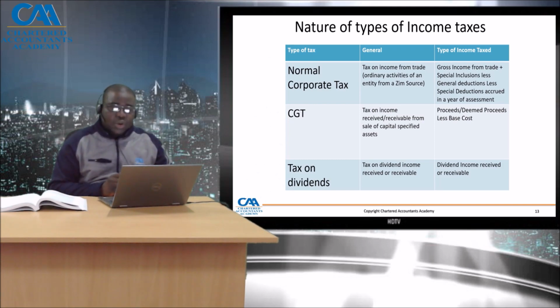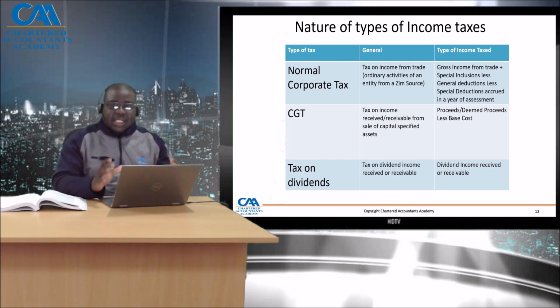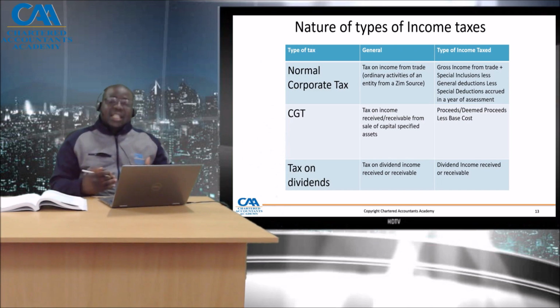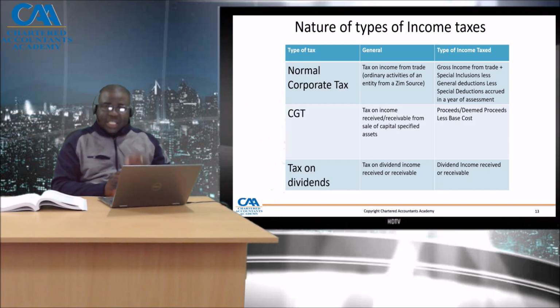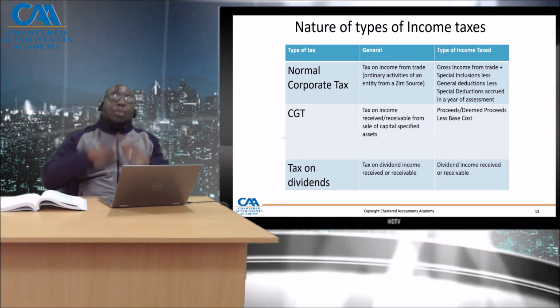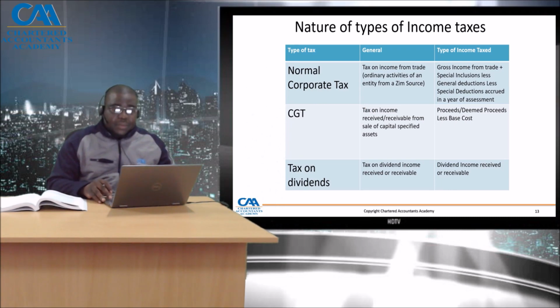Capital gains are taxes on income received or receivable from sale of capital specified assets. And to calculate the taxable income, you take your proceeds or deemed proceeds less the base cost or allowable deductions. Whereas tax on dividends specifically is the tax on dividend income received or receivable. And it's that dividend that has been received or will be receivable in future.